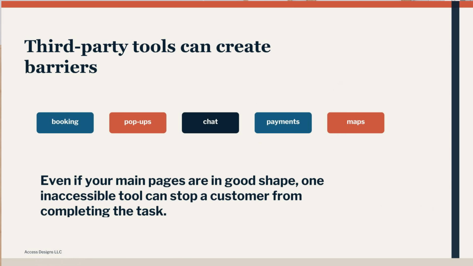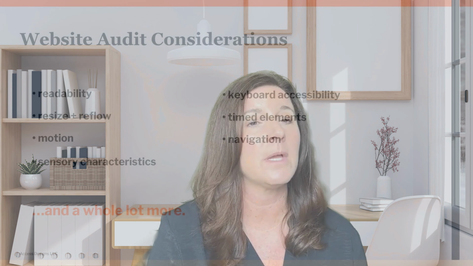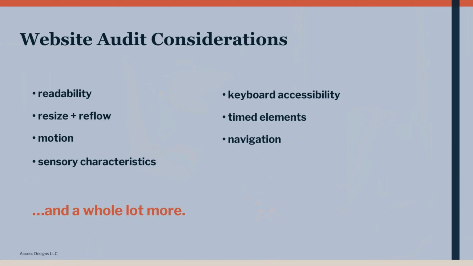Third-party tools also need to be discussed. Booking systems, pop-ups, chat tools, payment platforms, or maps. Even if your main website pages look good, one inaccessible third-party tool can still create a major barrier for your customers. Other things that would be reviewed during a website audit would be readability, resizing and reflow, motion, sensory characteristics, keyboard accessibility, timed elements, navigation operability, and a whole lot more.